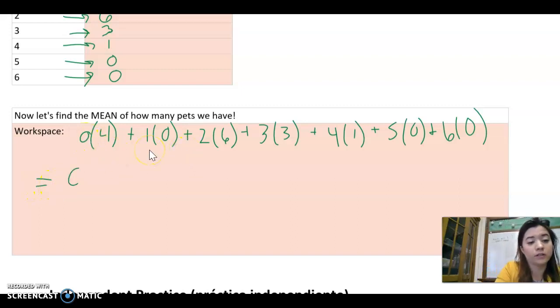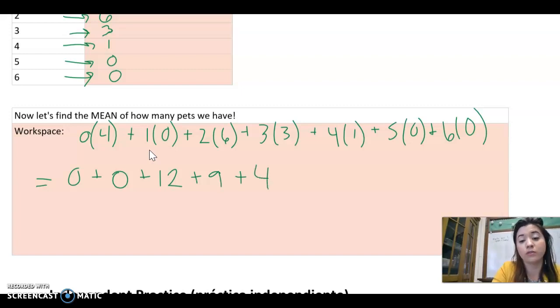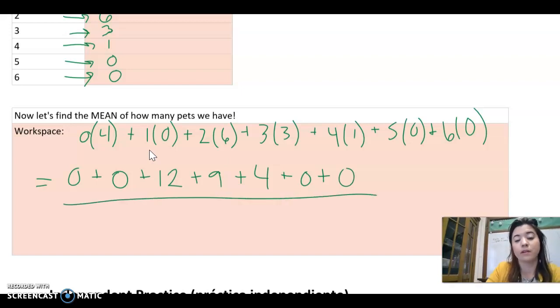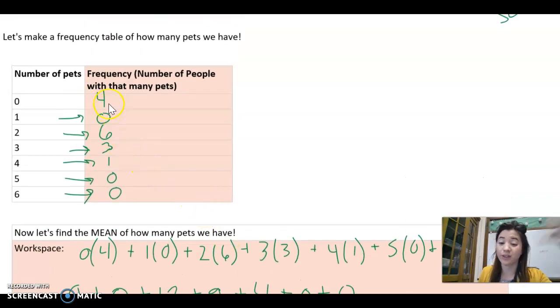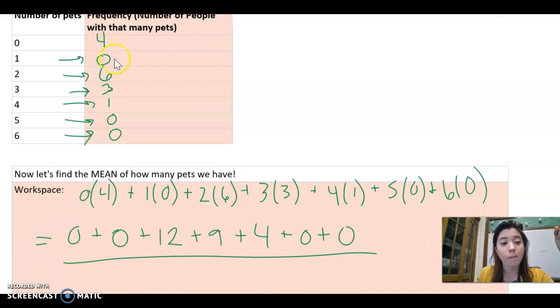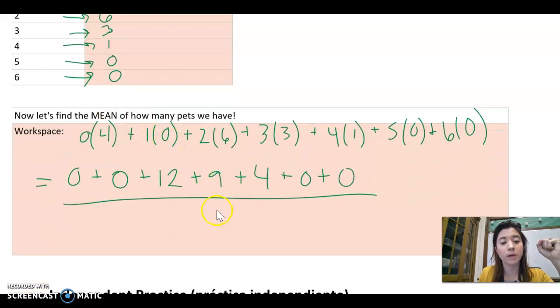0 times 4 is 0. 1 times 0 is 0. 2 times 6 is 12. 3 times 3 is 9. 4 times 1 is 4. 5 times 0 is 0. 6 times 0 is 0. Okay. There's our sum of our numbers. And then again, we need to divide by our total frequency. So how many people in this case we counted, because we're not spinning anything this time, but how many people voted or put in their answer. So we have 4 plus 6 is 10, 11, 12, 13, 14 people.